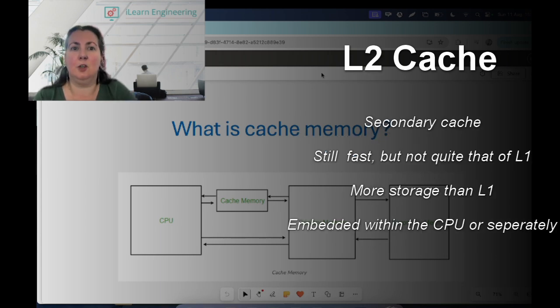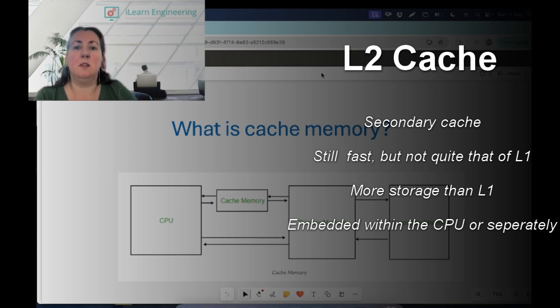Then we have L2 cache, or secondary cache, as it's also known. It will normally hold more than L1 cache. It can also be embedded in the CPU, or it can be on another chip that is connected by a fast-paced bus. It's still fast because it's still relatively close to the CPU. Here we're coming up with a little bit more storage, so it's a little bit slower. We're sacrificing a little bit of speed for storage, but it's still very quick.